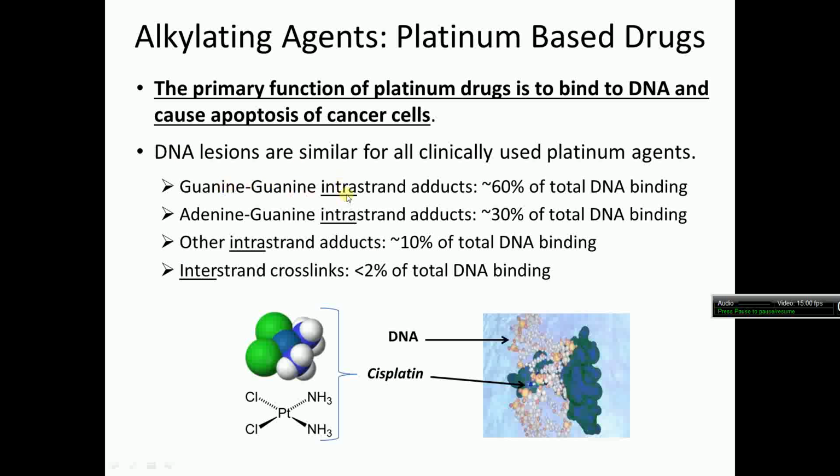So what we see again is guanine intrastrand adducts, adenine guanine intrastrand adducts. So those are the highest percentage, and that means on the same strand we have adjacent nucleotides getting stuck to each other covalently, and that modification in the DNA should cause apoptosis.